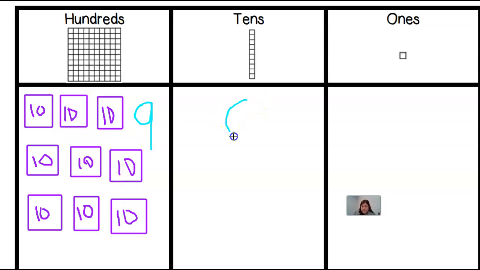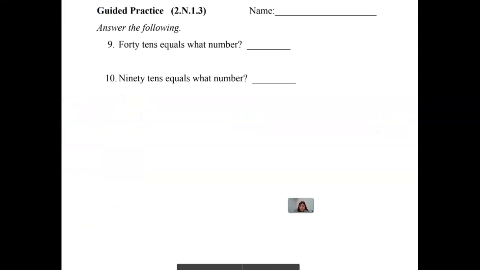And then remember, they didn't say anything here. So that would be 0 and 0. So it asks 90 tens equals 900. That is a big number. That's almost 1,000. That's a big number, and you did that.